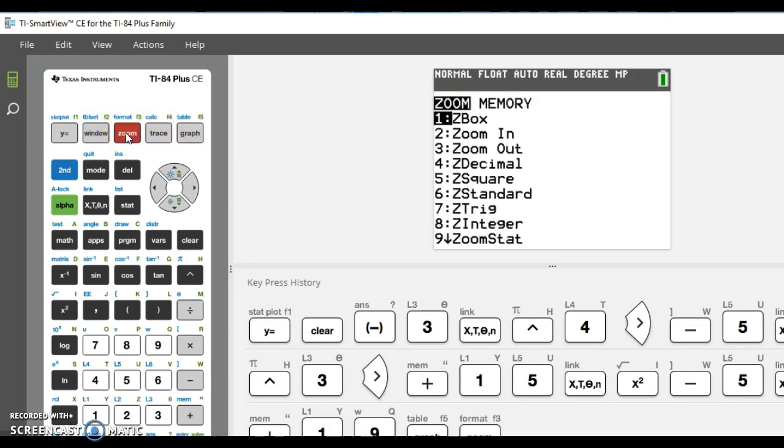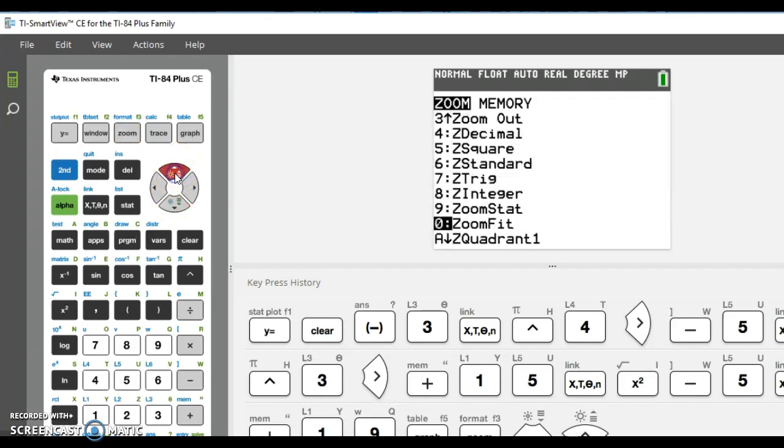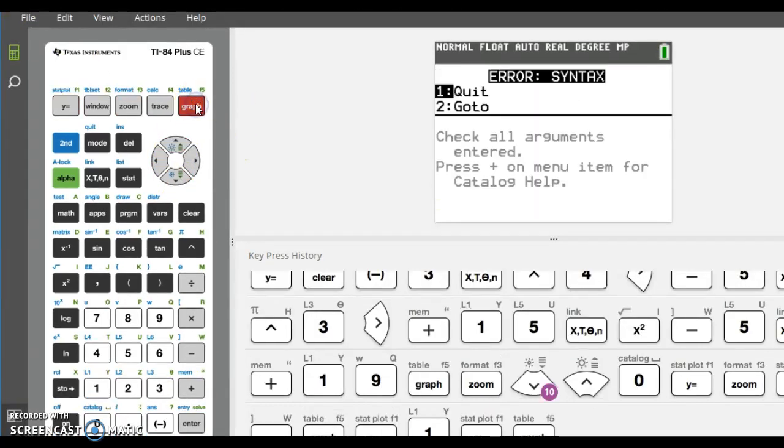Zoom fit. I'm going to try zoom fit. What even is zoom fit? Zoom. I think zoom fit must be zoom 0. And so I'm going to get down to there and see if that helps me. Zoom fit, enter. All right, so graph.